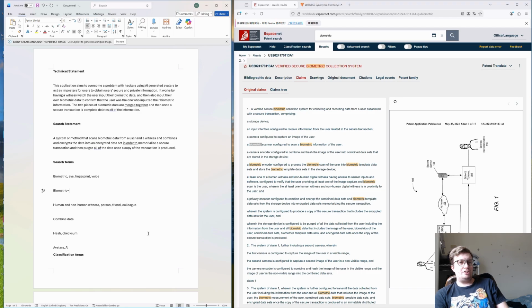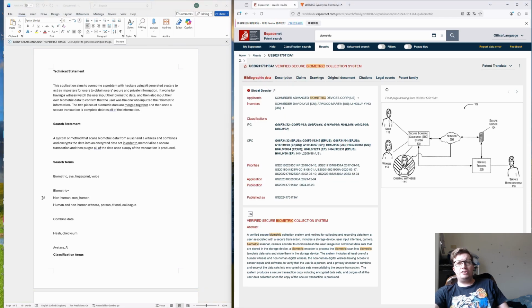You can also do things like, instead of typing non human, you would type non_human, because that gives you non-space-human and non-dash-human, just in case of how someone typed it. The other thing is that when we search Espacenet, we're actually searching the abstracts. So we look up bibliographic data, and here is the abstract. That's actually what you search.